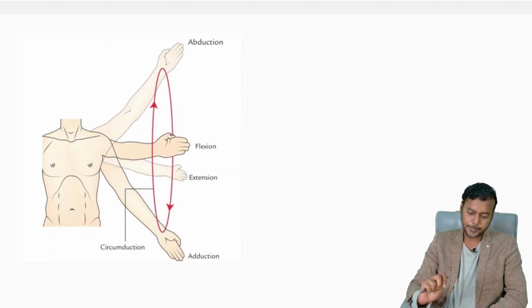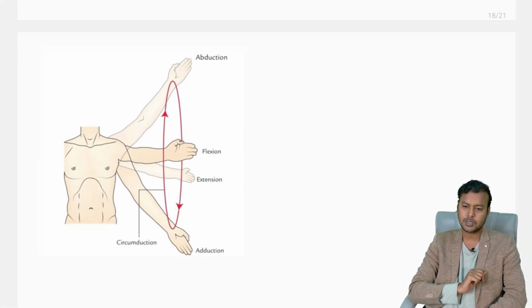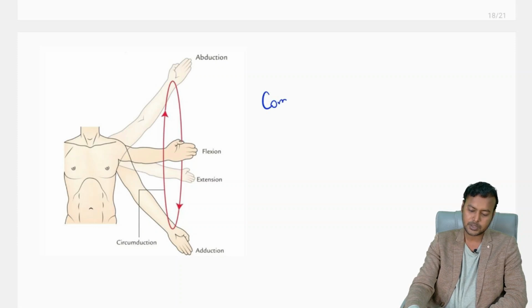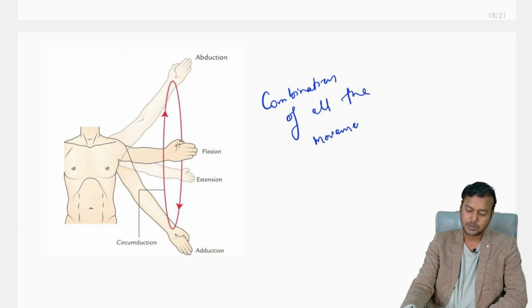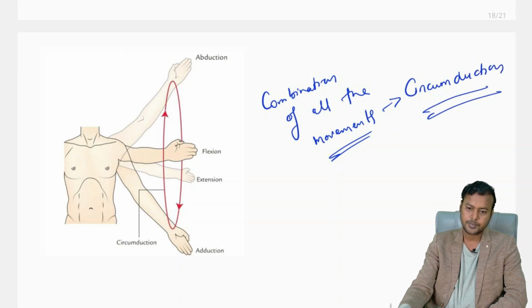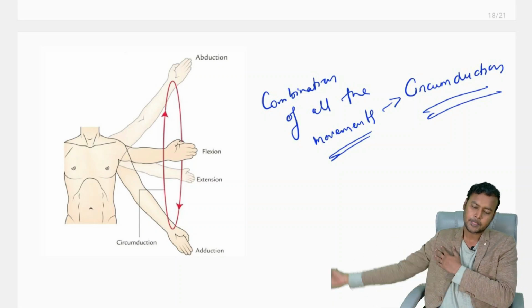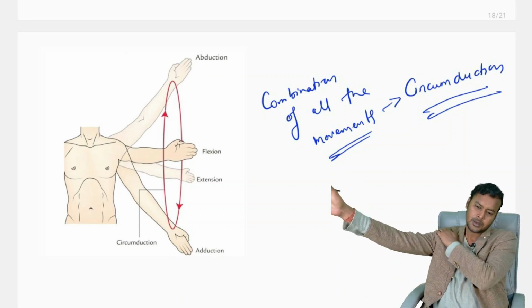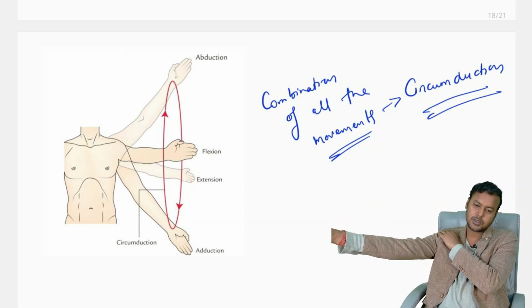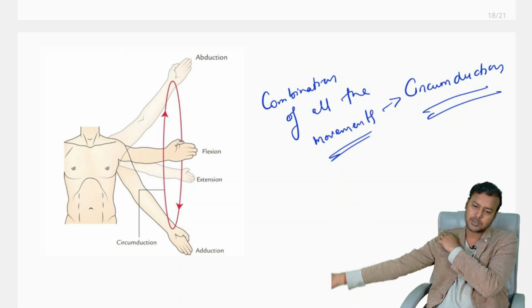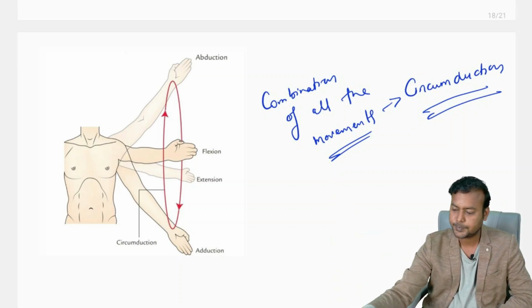All right. And when we combine all these movements together, the combination of all the movements will give rise to the movement known as circumduction. So please don't forget to mention this movement as you write the answer, that is the circumduction, where the proximal part is forming the tip of the cone, whereas the distal part is forming the base of a cone.